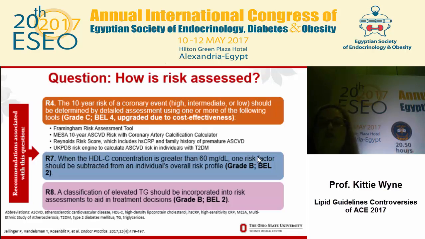The first recommendation we make in this category is that the 10-year risk of a coronary event should be determined by detailed assessment using one or more of the following tools. The ones we chose to highlight were the Framingham Risk Assessment 2, the MESA 10-year risk with coronary artery calcification calculator, and I'm going to come back to that because coronary artery calcium is something that is often not talked about, but can be very important, especially in primary prevention. Then also the Reynolds risk score or the UKPDS risk engine.